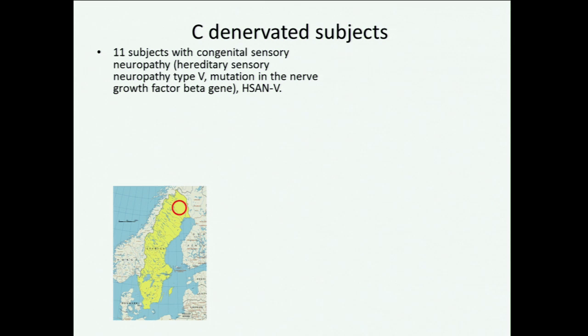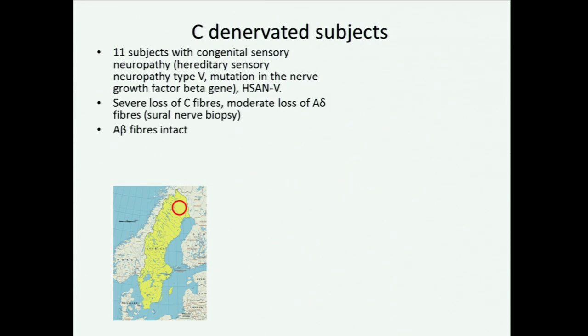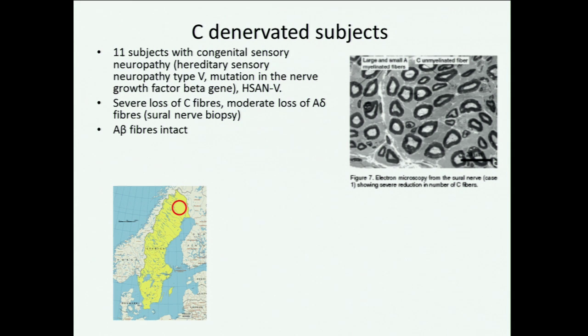The Arctic Circle would be around here. So in the very northern part of Sweden, and they are related to each other. We have taken biopsies in them, sural nerve biopsies, and they have a severe loss of C fibers, but sparing of A beta fibers. So as you can see here on the sural nerve biopsy, the myelinated afferents are largely intact, but there are very few unmyelinated fibers.